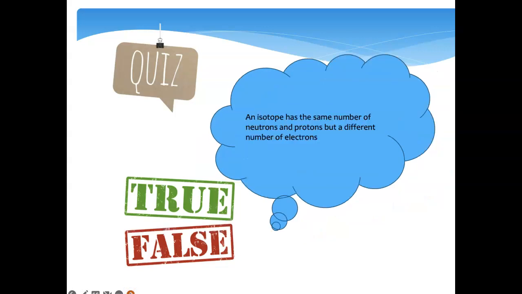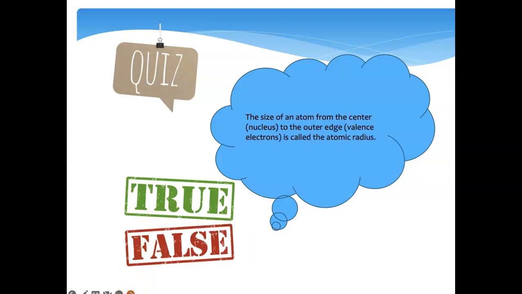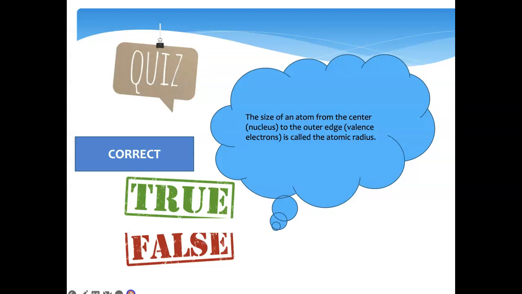Yes. An isotope has the same number of neutrons and protons, but a different number of electrons. Hopefully you're thinking false for that one. The Aufbau principle says that electrons enter the lowest energy level first. Hopefully you were thinking true. I think my false was supposed to disappear there. The size of an atom from the center, the nucleus, to the outer edge, those valence electrons, is the atomic radius. Hopefully you were thinking true, that is true.